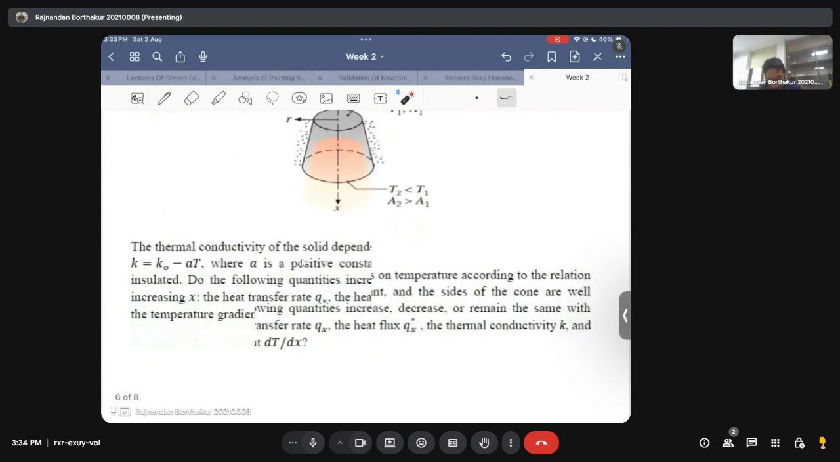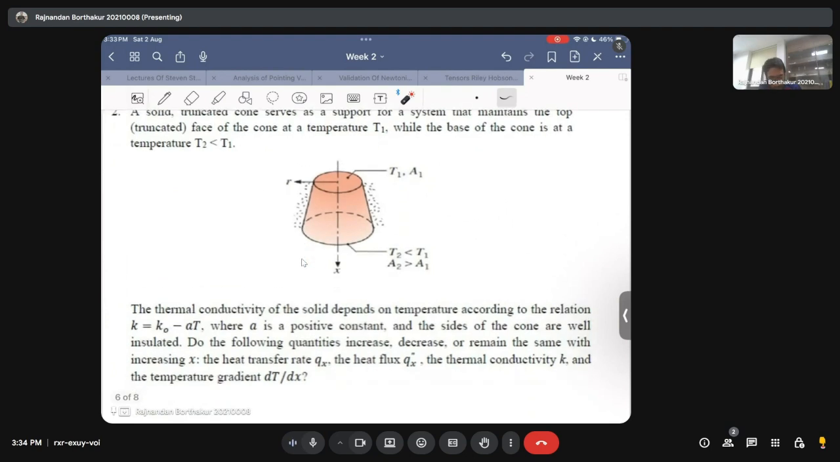So what we need to evaluate is, when I move along the plus x direction, how does the rate of heat transfer change? How does the heat flux change? How does the thermal conductivity change? And how does the temperature gradient change?